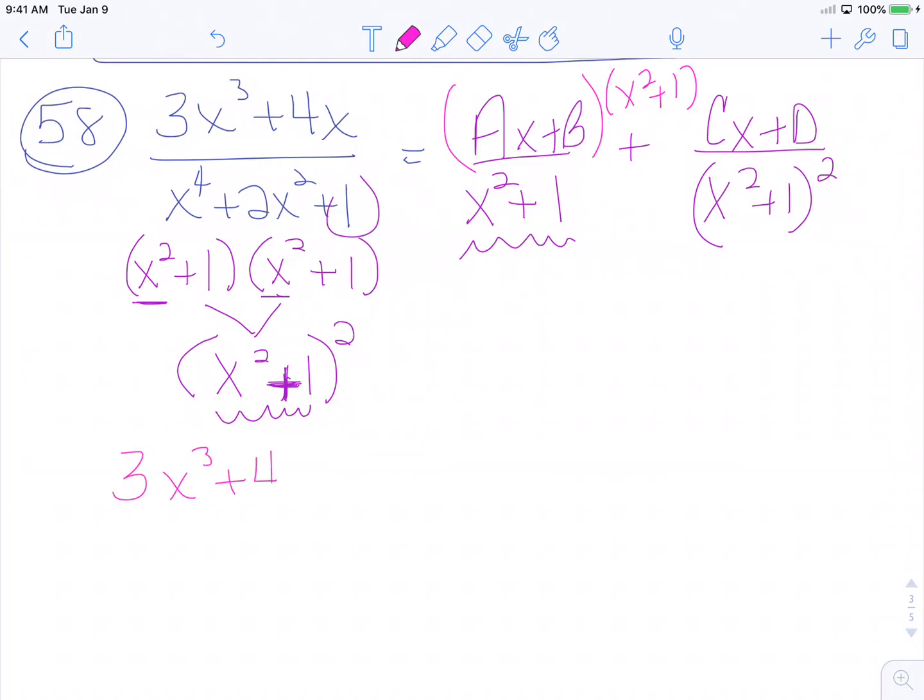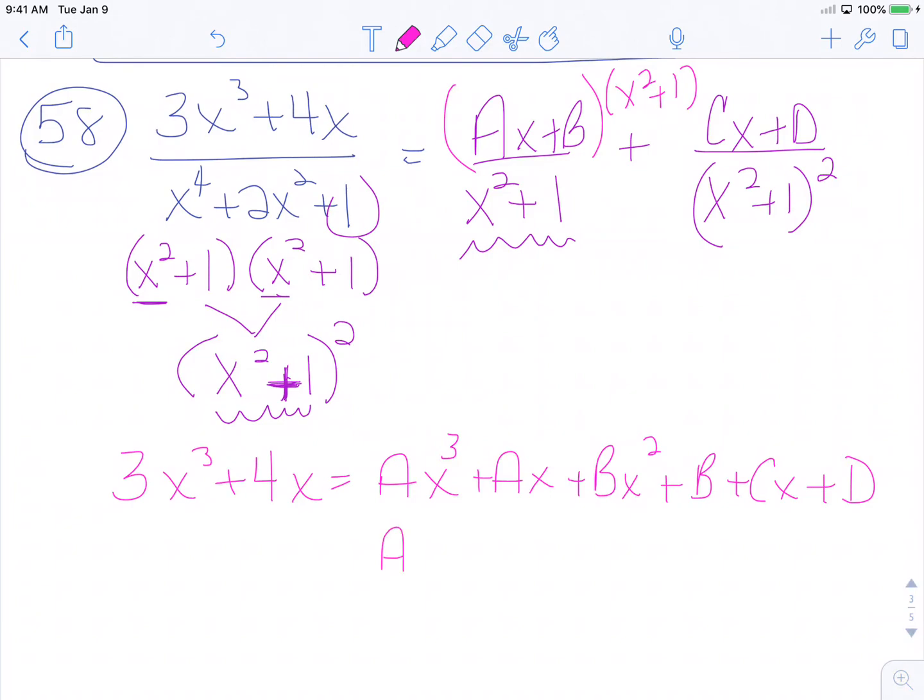So if we do a little foiling here, we end up with ax cubed, ax, bx squared, b, and then cx plus d. And kind of organizing these terms, ax cubed is by itself, bx squared is by itself, x has an a and a c with it, and then we just have the b and the d.